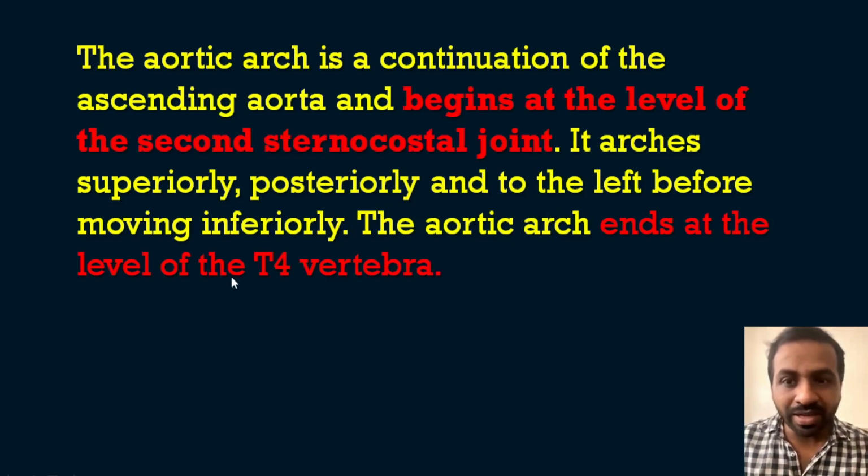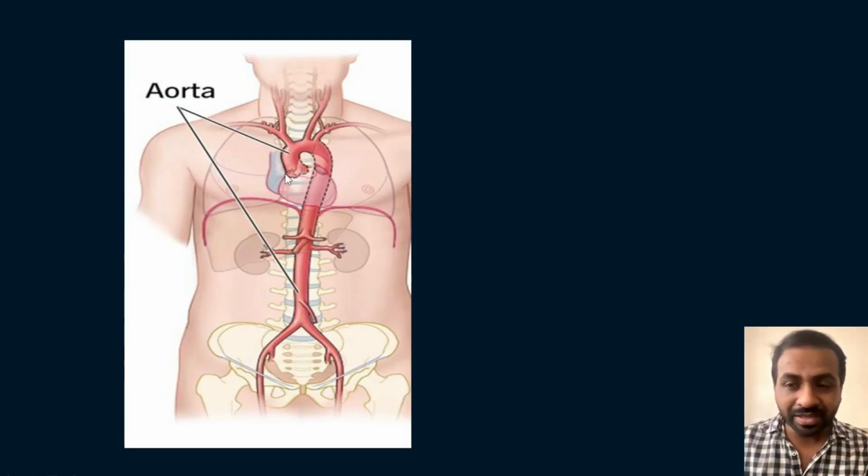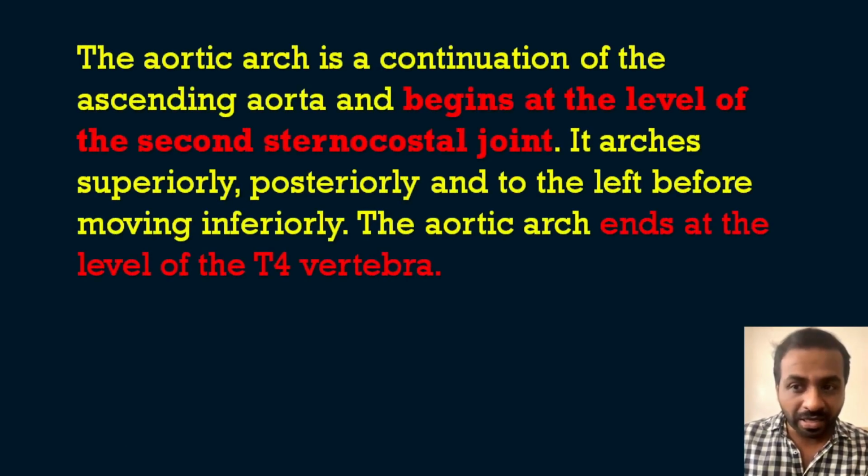And the aortic arch ends at the level of the T4 vertebrae. Okay, T4 vertebrae, and you will get a better idea with this picture. So you can see that it is starting at the second sternocostal joint. This arch of aorta is starting, and it is moving like this, and it is coming down, and it is ending at this level. Okay, that we have already explained, the T4 vertebrae level.